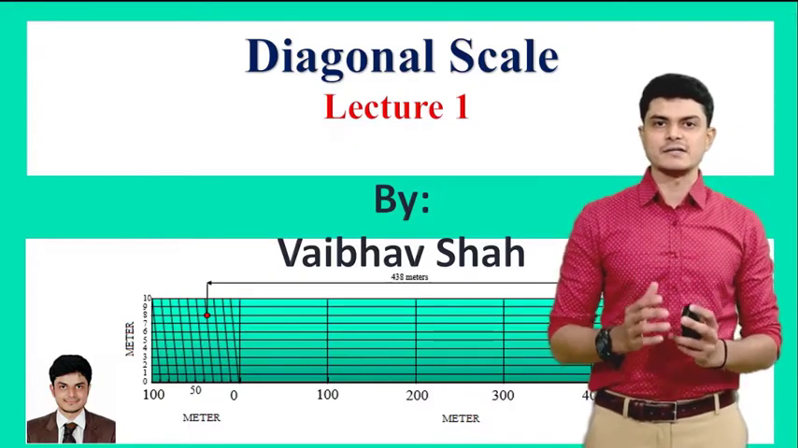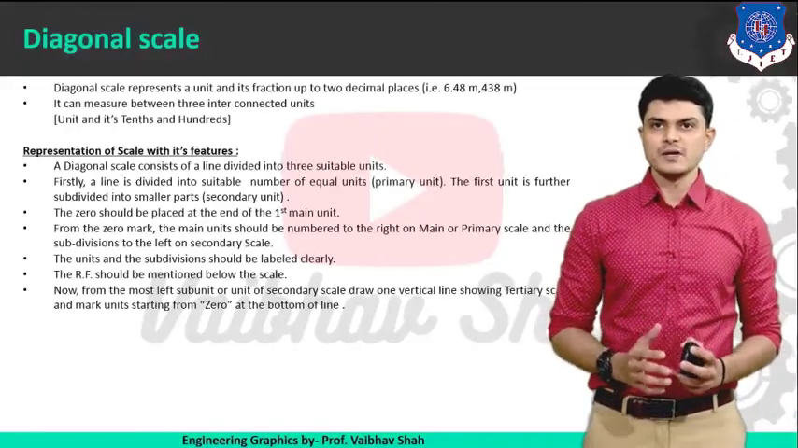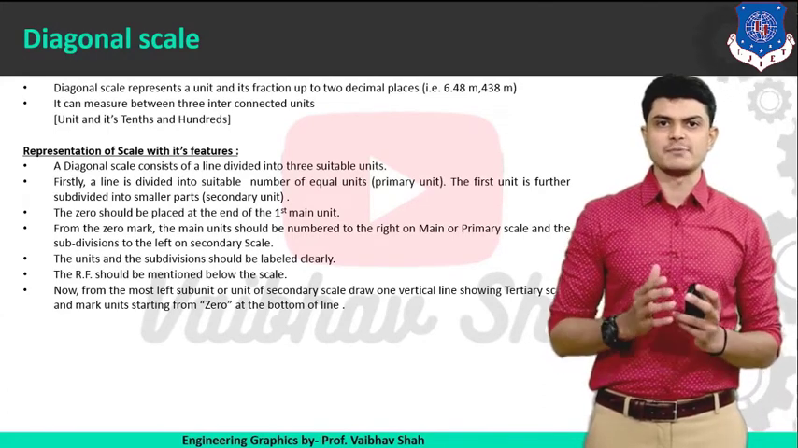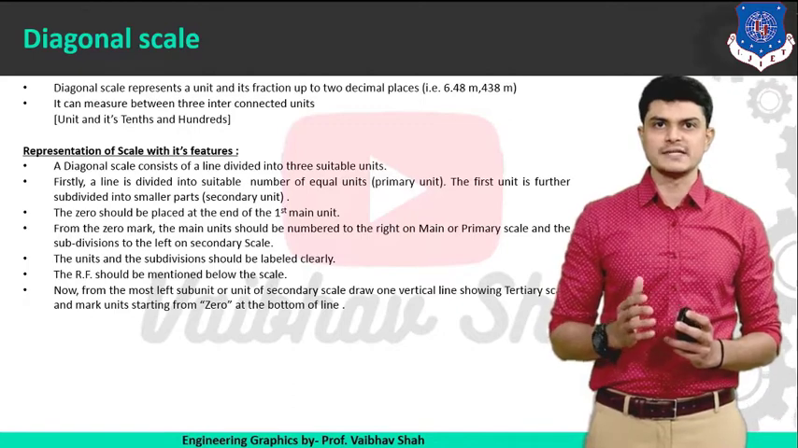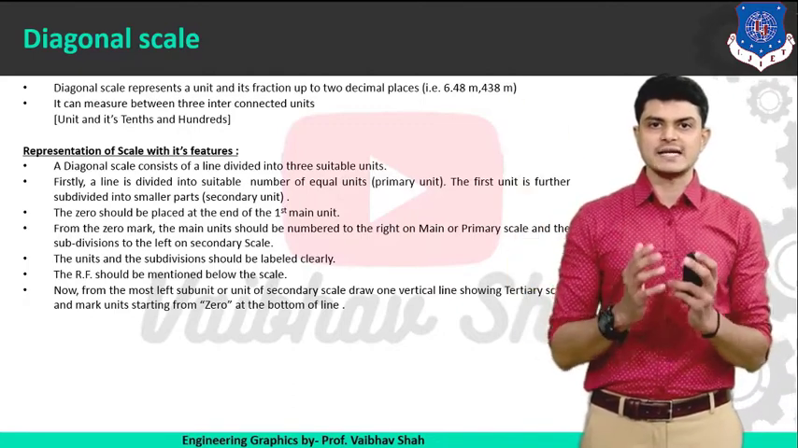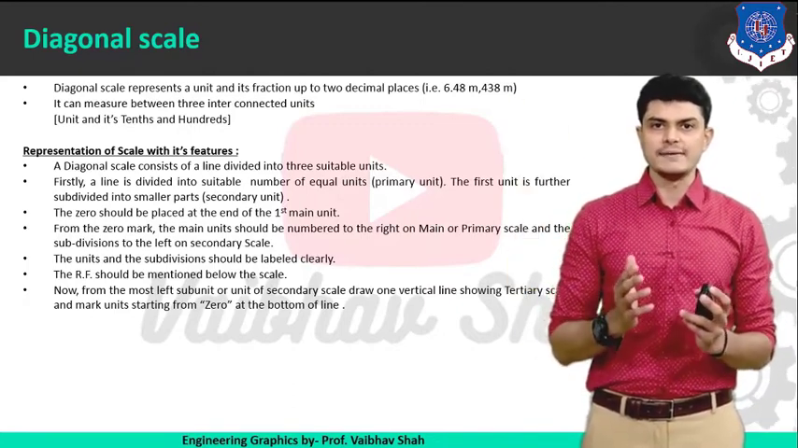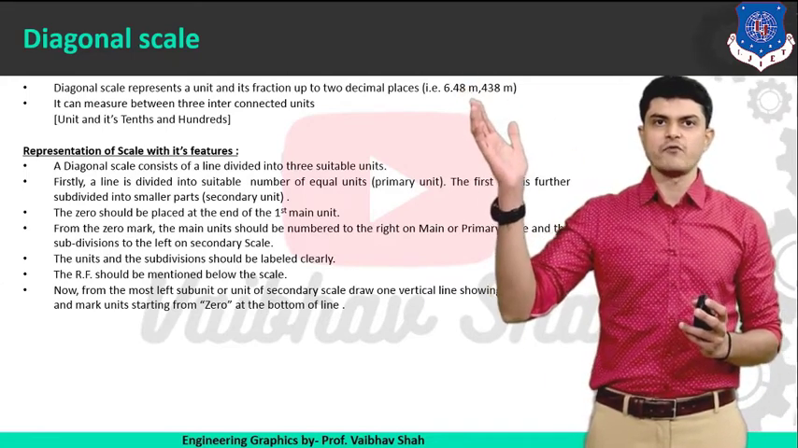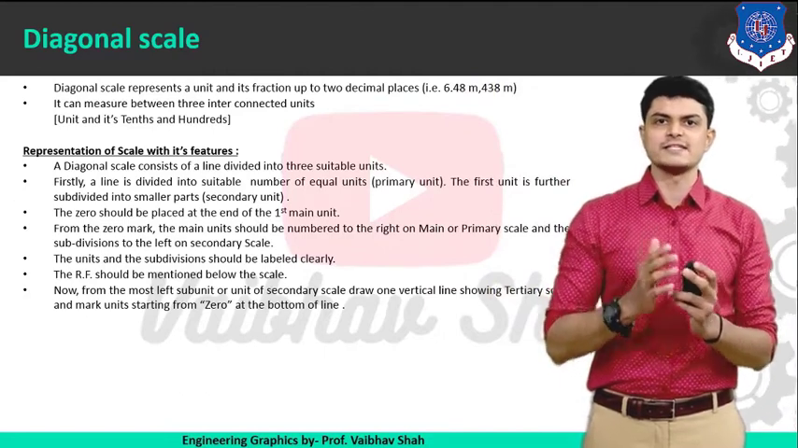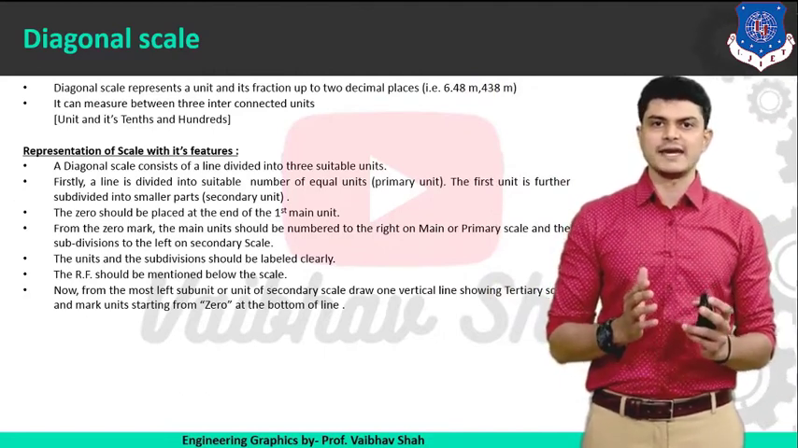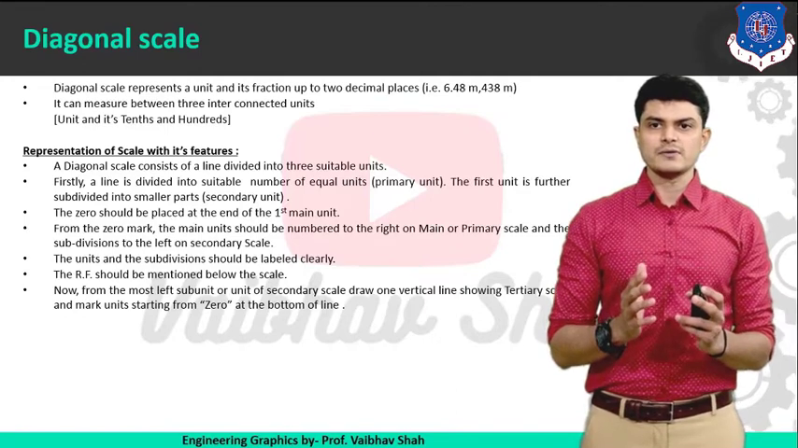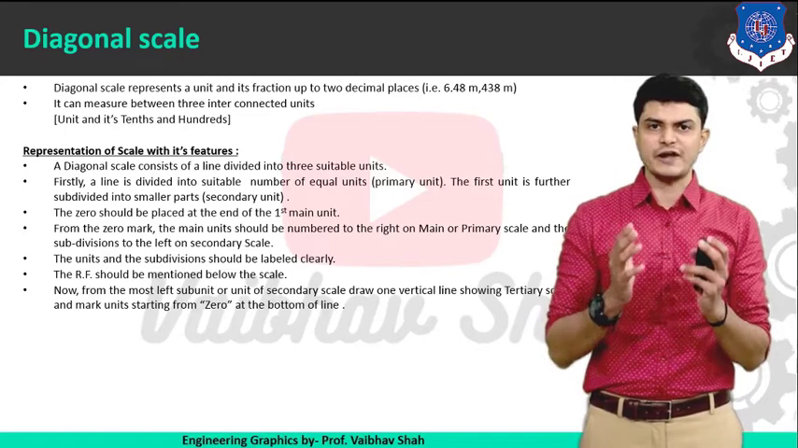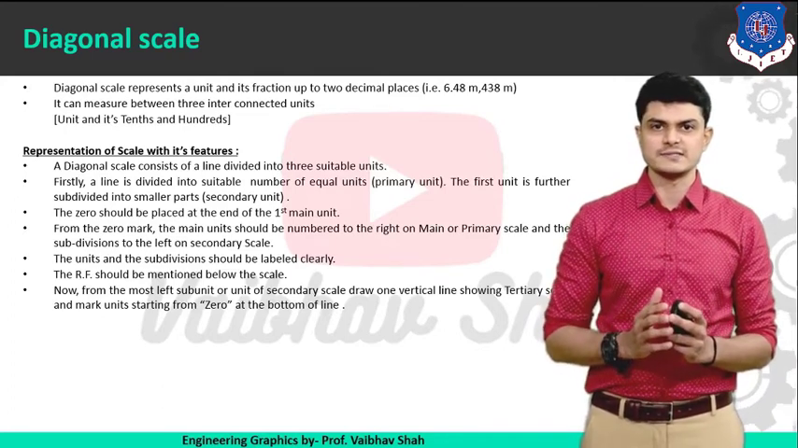Lecture on diagonal scale. So first, a diagonal scale represents a unit and its fractions up to 2 decimal places. For example, you can see 6.48 is an example of a diagonal scale. Why? We have a decimal point after this 6 and then 48, meaning 2 places after the decimal point. That means we can measure any distance which has a unit and its fraction up to 2 decimal places.